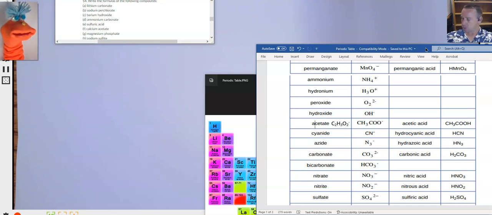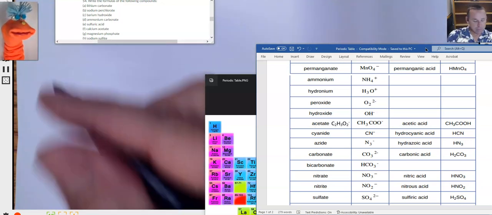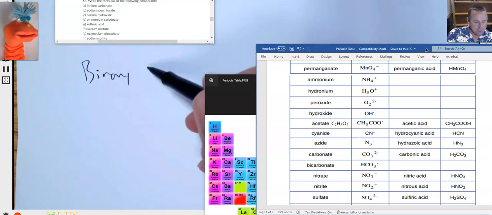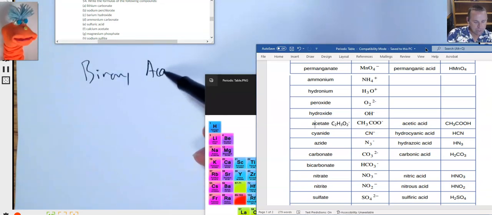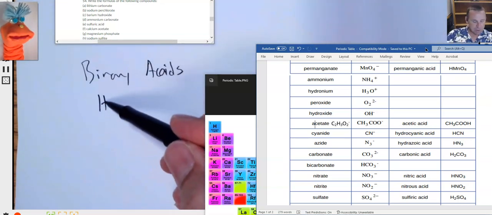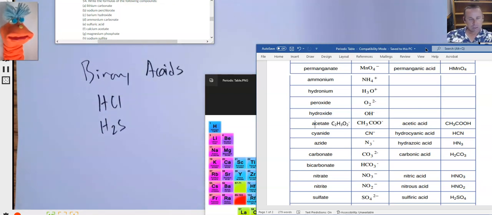Binary acids, remember we just had that. I'll rewrite it again because it's good to ingrain into our minds. Now, what does binary mean again? Just contains two elements. That's right, two elements, binary acids. Some examples of binary acids: HCl, H2S, right? Just two different kinds of elements.